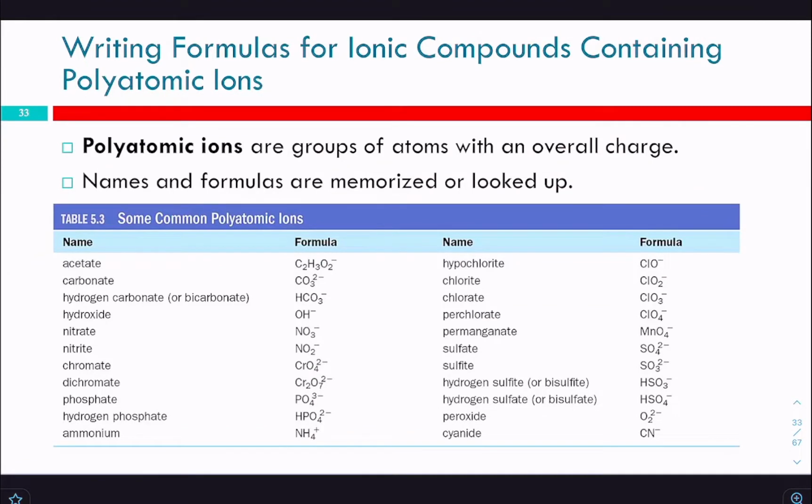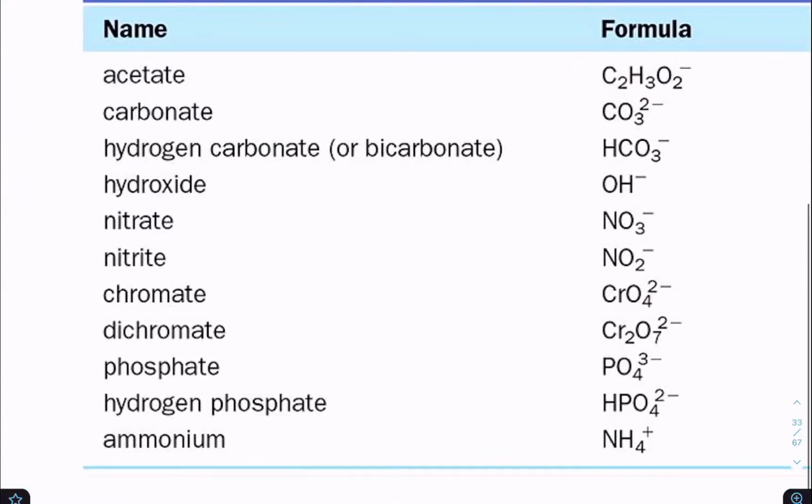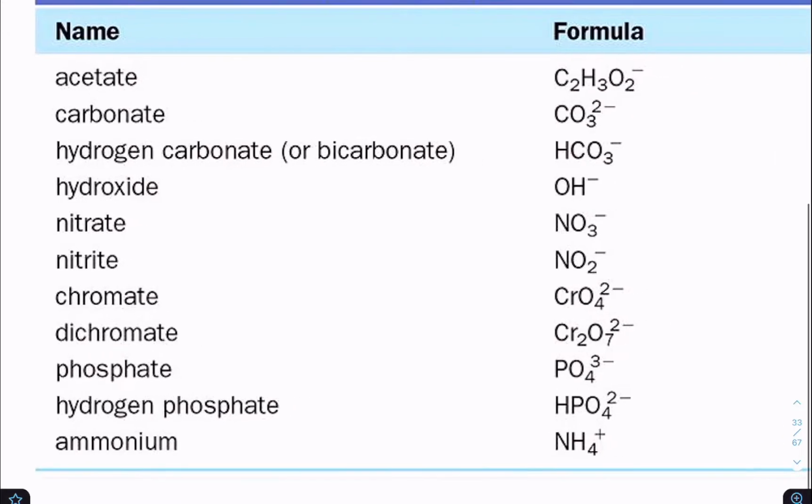I guess there's not a slide that explains this explicitly. These also form ionic compounds. So again, you'll have a metal and a polyatomic ion. And it works the same way. Each of these ions has, so like acetate, that entire unit has a 1 minus charge. And the entire unit for carbonate has a 2 minus charge. So you've got to treat that group together with that charge.